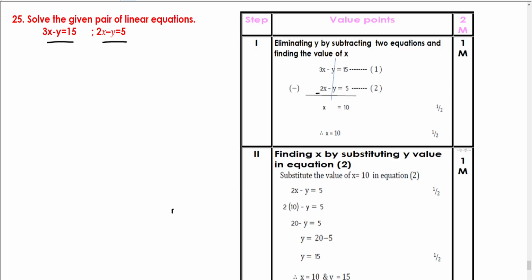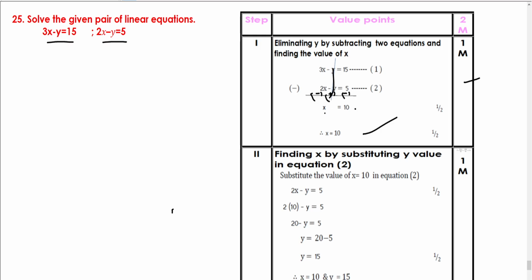If there is plus here, put a minus here. If there is minus, put a plus. Minus y plus y cancels. 3x minus 2x becomes x. 15 minus 5 becomes 10. Therefore, x is equal to 10. For this, you will get 1 mark.